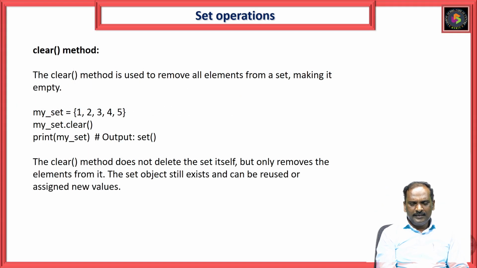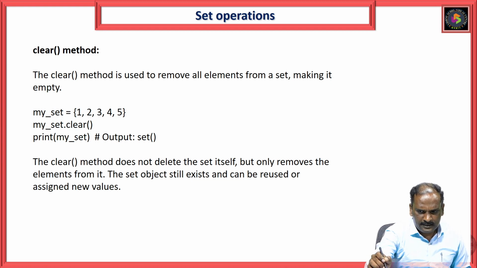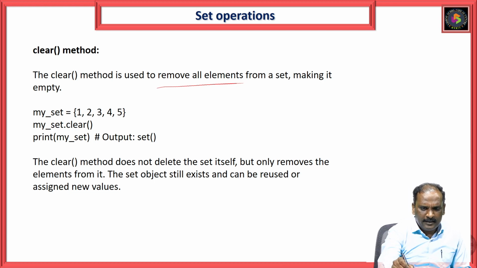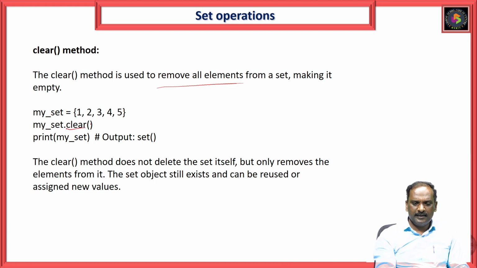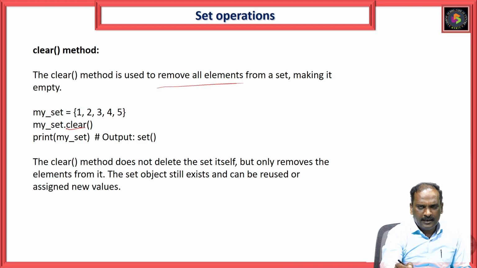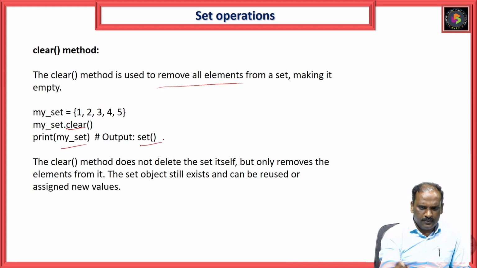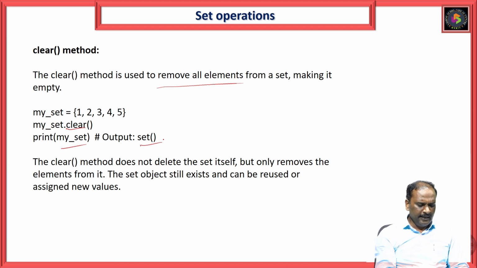The second method is the clear method. The clear method is used to remove all the elements from the set, making it empty. So if you want to remove all the elements of the existing set, then we can apply the clear method. In this example, my set is containing the elements 1, 2, 3, 4, 5 enclosed inside the curly braces. I am applying the clear method. When I display my set, you are going to see only the empty set.